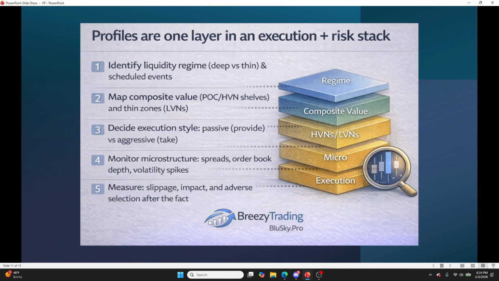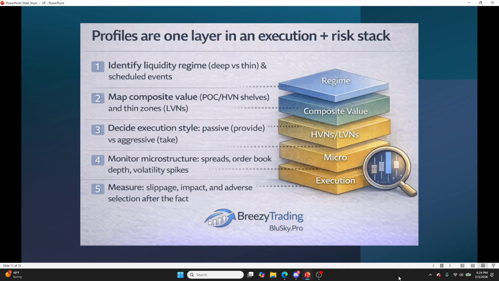And then profiles are one layer in an execution plus risk stack. So identify liquidity regimen, right? Are you deep versus thin? And are there any scheduled events that are overlapping that liquidity? Map composite values, so point of control, high volume node shelves, and thin zones. Map it out. If you're looking to do multi-time frame analysis, and I'm looking at a weekly profile and you want to keep that there for wider knowledge, map it out.